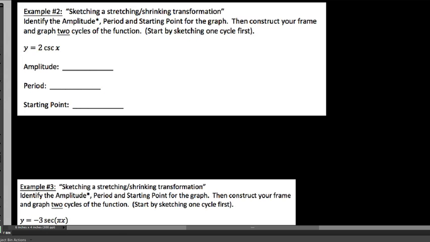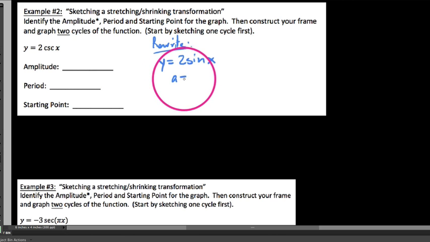For number 2 here, it says identify the amplitude, period, and starting point for the graph. Then construct our frame and graph 2 cycles of the function. So we're going to start by graphing one cycle first, and we have the graph of y equals 2 cosecant of x. So the first thing that I'm going to encourage us to do is to rewrite as the reciprocal, because we're going to graph its reciprocal function. Essentially we have y equals 2 cosecant of x. This would be the same thing, as a reciprocal, as y equals 2 sine of x. And so we're just going to rewrite it as the reciprocal and graph this instead.